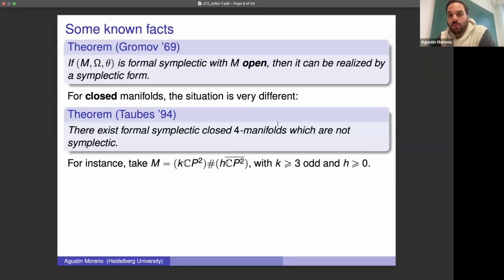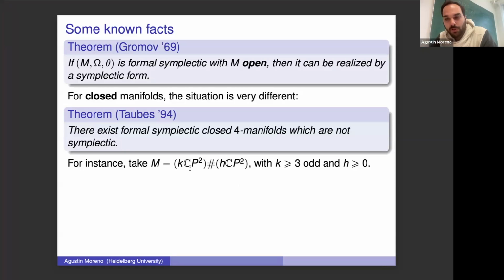So it's not true in general that you can realize a formal symplectic structure by an actual symplectic structure, at least in dimension 4. Okay, so this uses really deep geometric tools. So it uses Seiberg-Witten theory, so gauge theory. I mean, the rough idea is to, for example, take this particular case that Taubes considered.